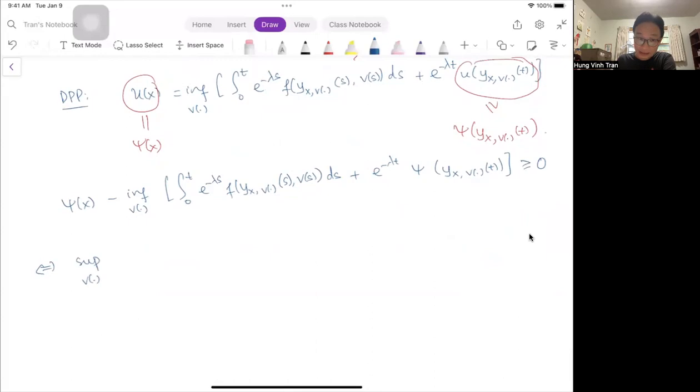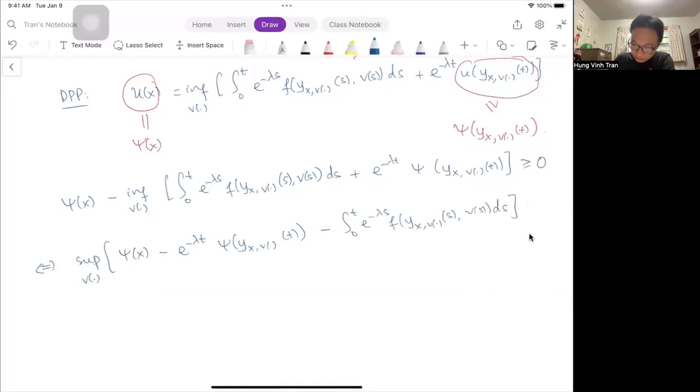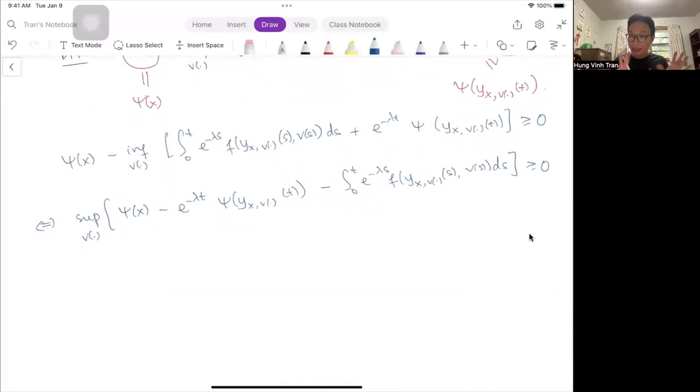I'm putting the minus inside, and I'm also putting c inside. So I have c(x) inside. c(x) is independent of control, so I put it inside; it's just a constant with respect to the control. x is a fixed point now. Minus e^(-λt) c(y_x(t)) minus the integral term, greater than or equal to 0. And again, I'm keeping the sup over the control because I want to be careful.